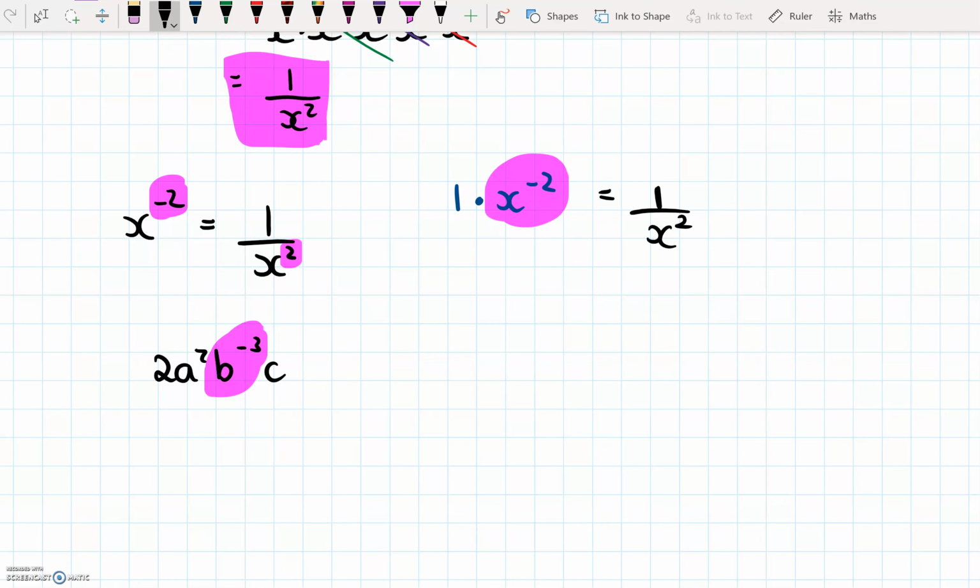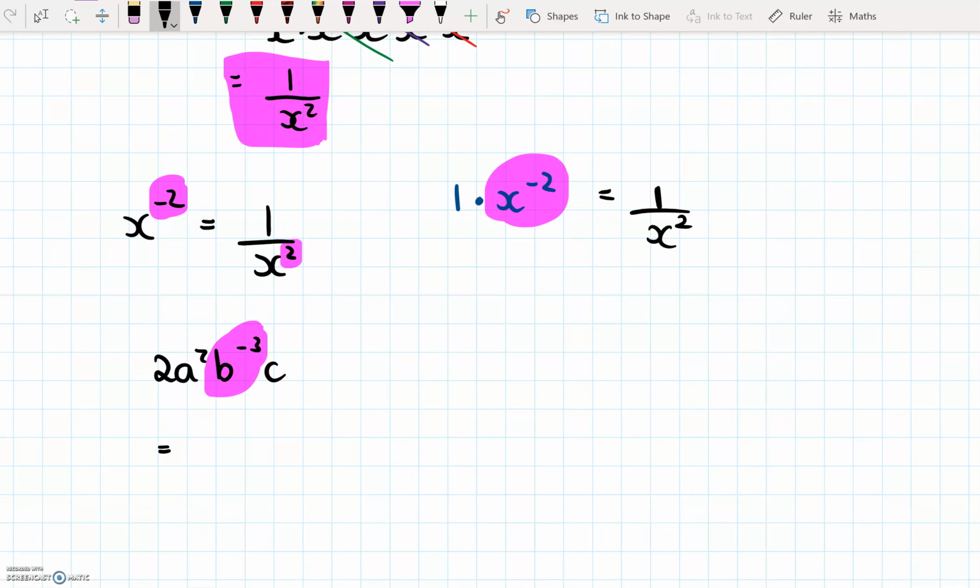You have to remember that the index only belongs to the letter or the number that it's attached to. It doesn't actually belong to anything else. So that b is the only thing we're going to change here. Now we said that that variable that has the negative has to move to the denominator.